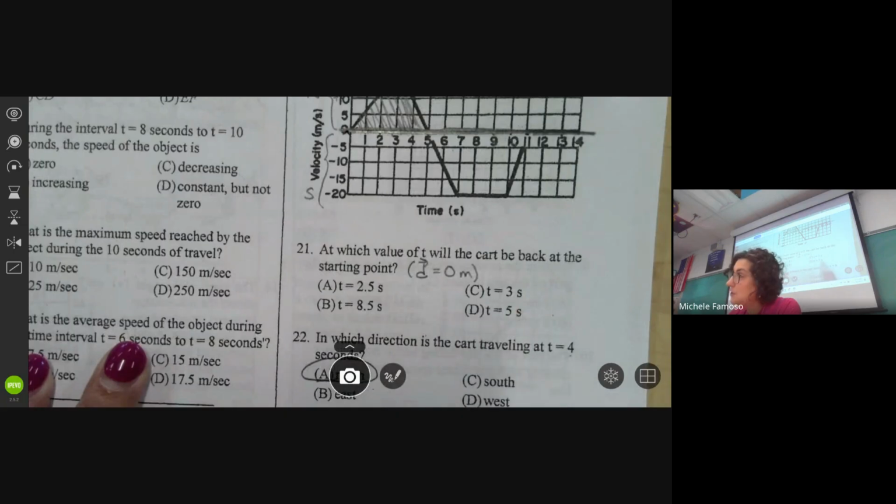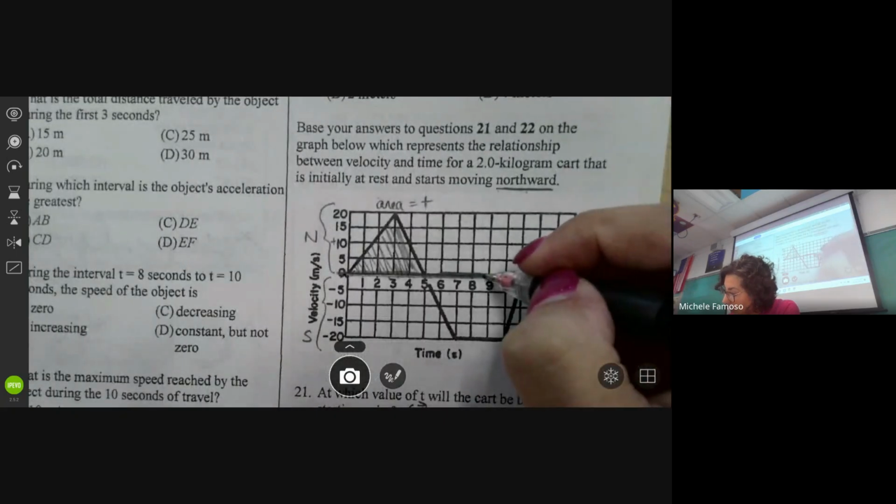So look at the choices. Do you see how there's only one choice beyond 5 seconds? That's at 8.5 seconds. Now let's look at why that is. Here is 8.5 seconds on the graph.